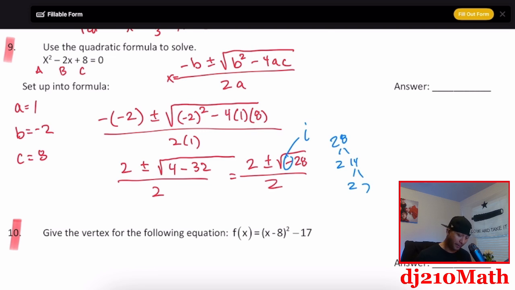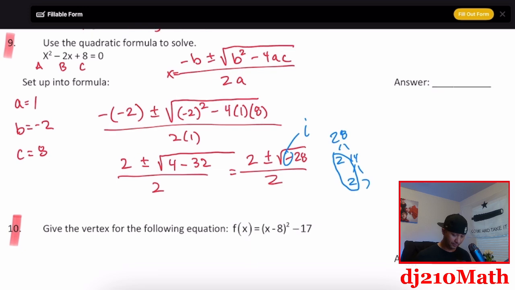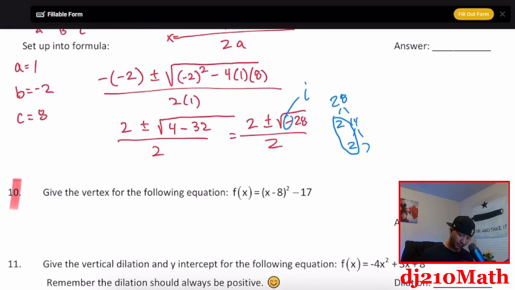And then we take out the pair. This 2 will come outside. So our answer is basically 2 plus or minus the 2 that comes out, the i that comes out. Square root is 7, right? The single's left behind. Over 2.